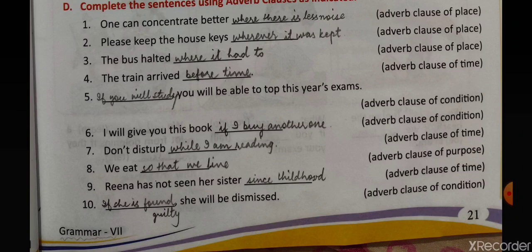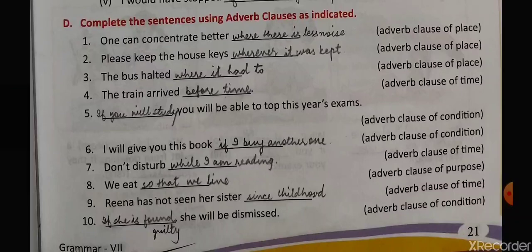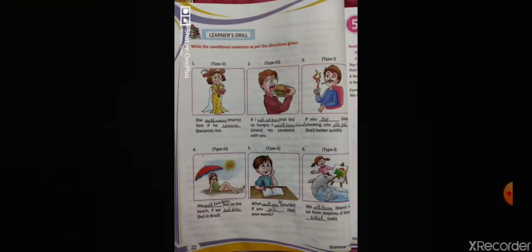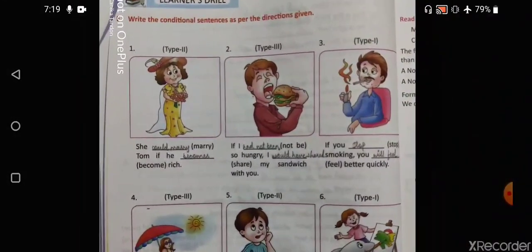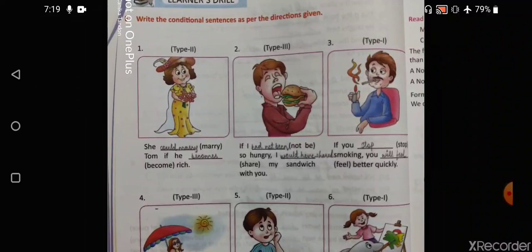If she is found guilty, she will be dismissed. So according to the condition, according to the indications, we had done this. Coming on to the next exercise, which is learner's drill, we have to write the conditional sentences as per the directions given. So we have to follow the directions given above the pictures, which is type 2, type 3, type 1.